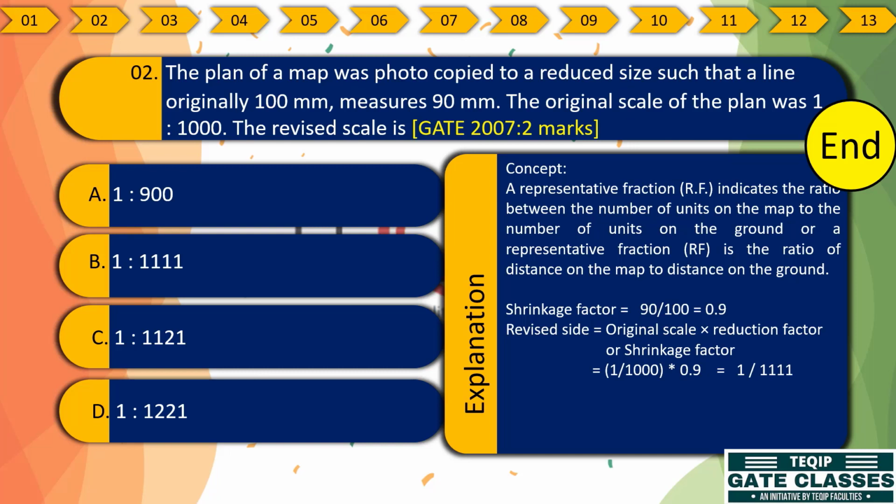Here in the question the original length is 100 mm, but it measures 90 mm, so there is a shrinkage of 10 mm. So we calculate the shrinkage factor or the reduction factor, that is 90 divided by 100, that is 0.9. This is the shrinkage or reduction factor. So the revised scale is equal to the original scale into the reduction factor. The original scale given in the question is 1:1000, multiplied by the shrinkage factor 0.9. We get the answer, that is 1 divided by 1111.